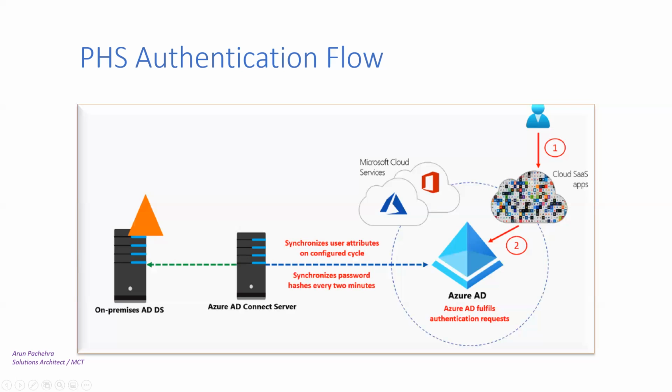Now let's see some advantages and disadvantages of password hash synchronization. The main advantage of using this method is that it does not rely on your on-premises infrastructure to fulfill authentication requests. Even if the connection between on-prem ADDS and Azure AD breaks, your users can still access cloud applications, because Azure AD has both the user object and the password hashes.